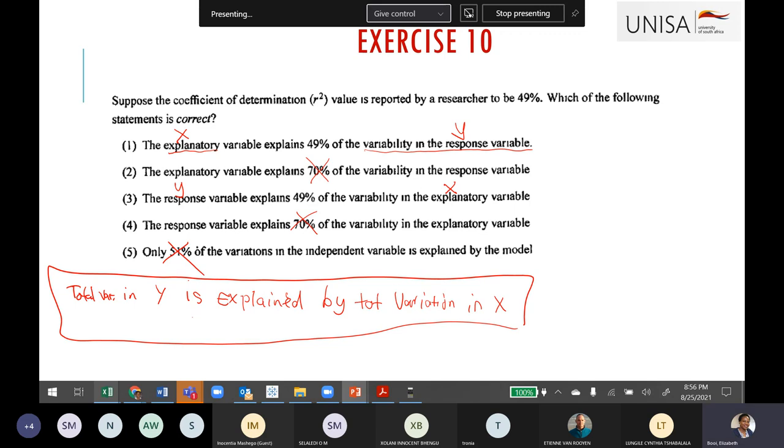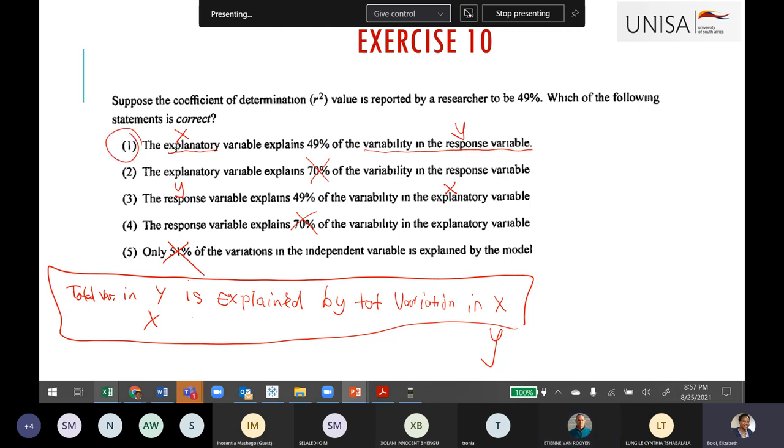Which one of those statements is correct? Number one or number two? Number three. You're saying number three, but number three says the response variable Y explains 49% of variability in X. So number three says X is explained by Y. So it's number one. The answer is number one.